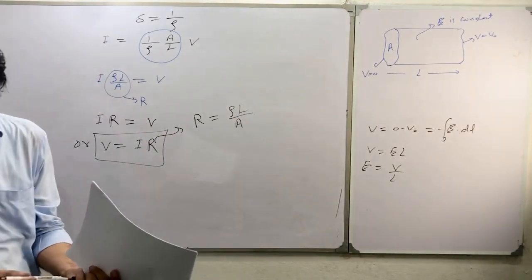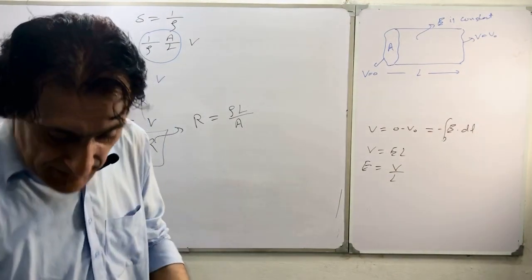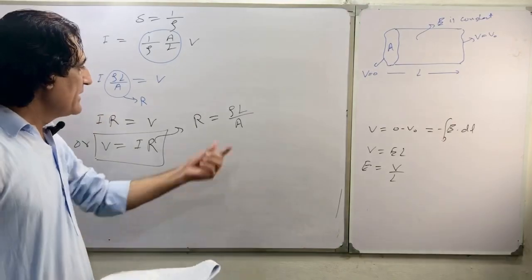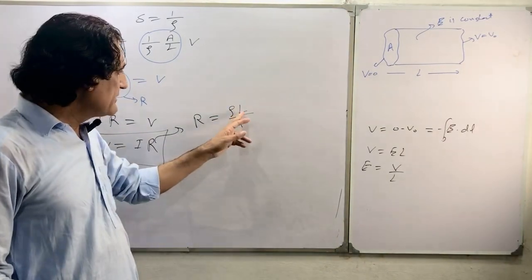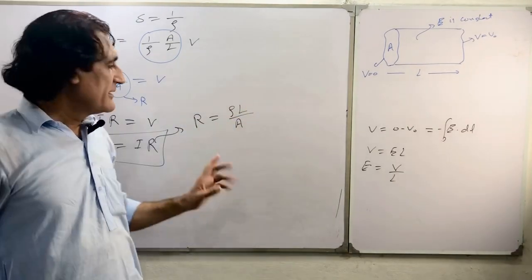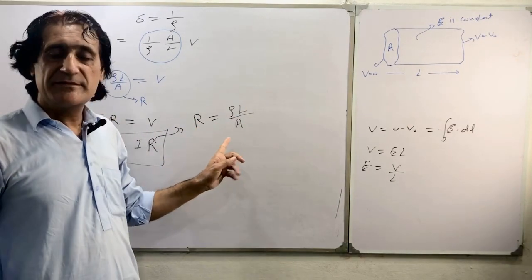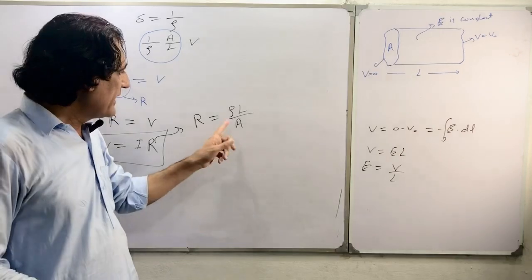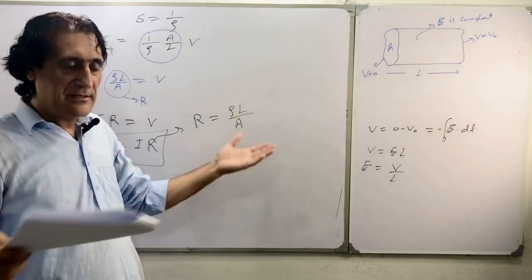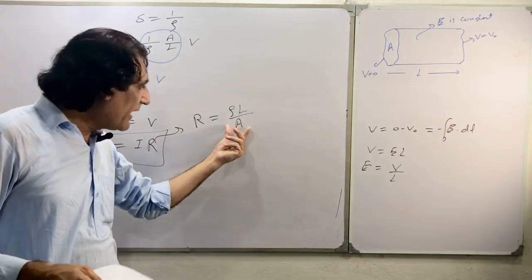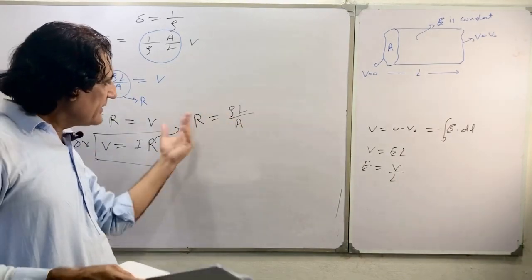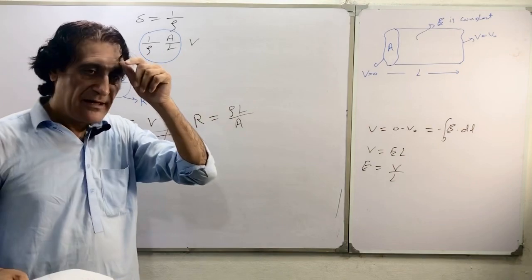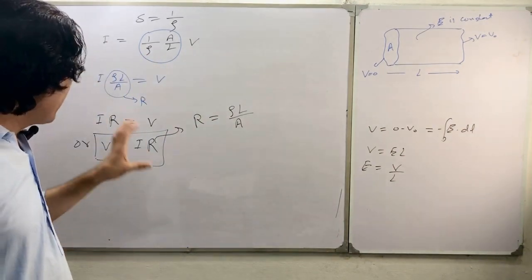This is the property of the material. It depends upon the length. What is the length of the material? If the length is greater, then there will be a high resistance, and if the area of the material is very high, then the resistance will be low and inversely proportional. This is the resistivity.